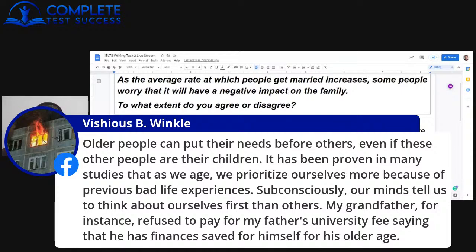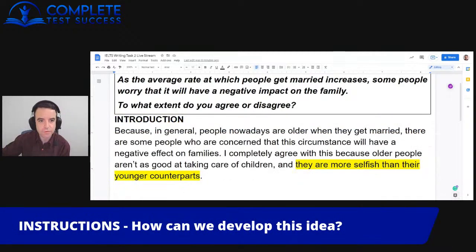It has been proven in many studies that as we age, we prioritize ourselves more because of previous bad life experiences. Subconsciously, our minds tell us to think about ourselves first, before others. My grandfather, for instance, refused to pay for my father's university fees, saying that he has finances saved for himself for his older age. Good. Very good.